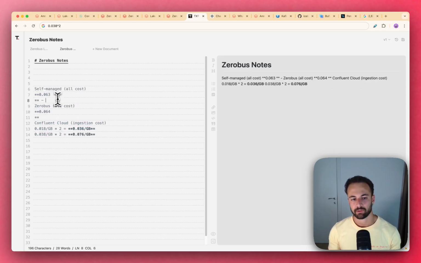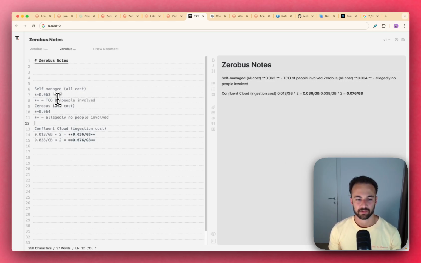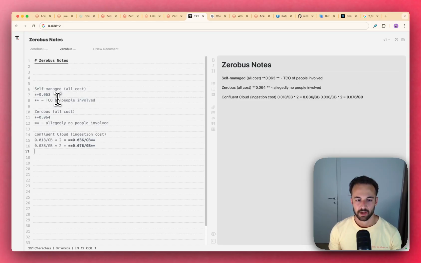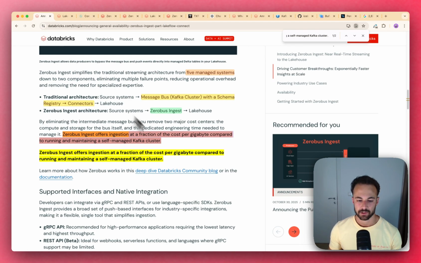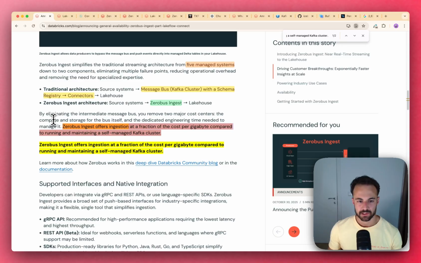Now, of course, here you have the TCO of people involved, and here it's allegedly not people involved, because it's a serverless thing. And in Confluent Cloud, it's also allegedly not people involved, but here you have to manage a lot more because you're managing full Kafka, whereas here you're just managing a single API interface. So I kind of believe them that it's well priced.